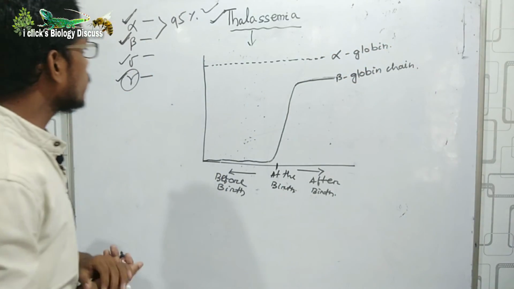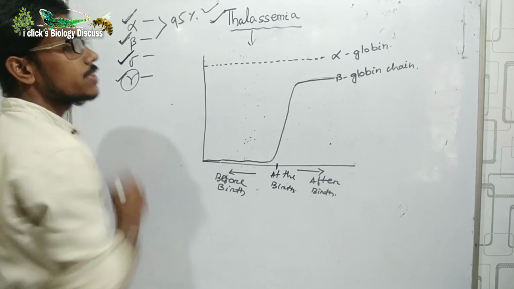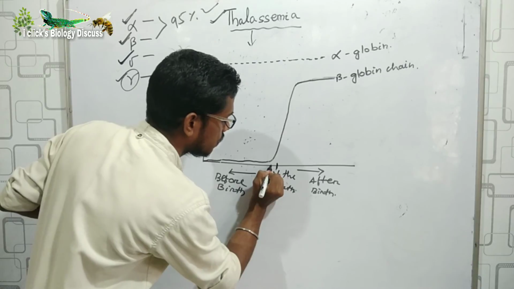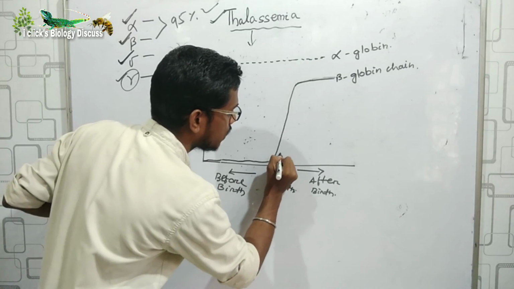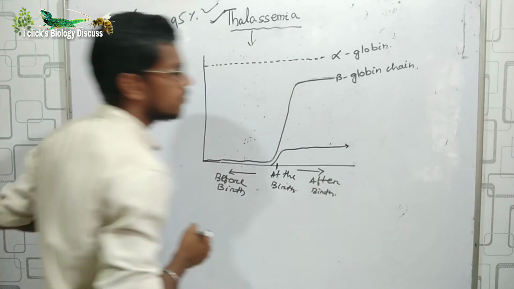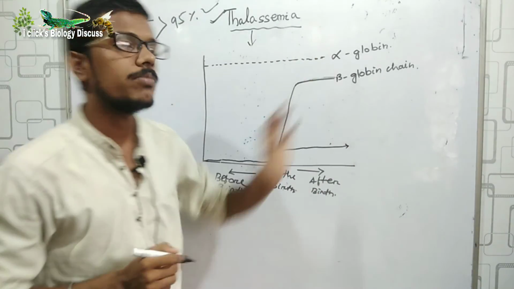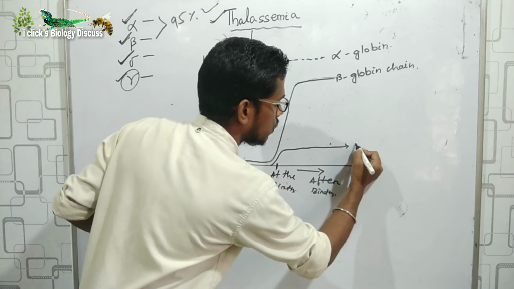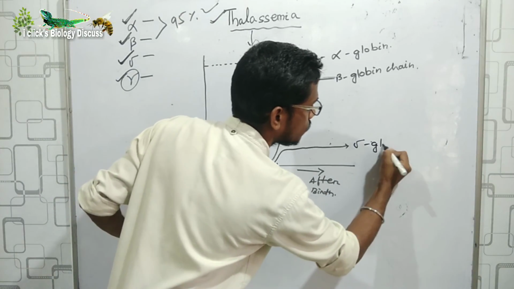And if you see the delta globin chain synthesis, that just starts at the birth, and it is not so much in amount as the alpha and beta globin chain. This is very less, and this is the graph for the delta globin chain.